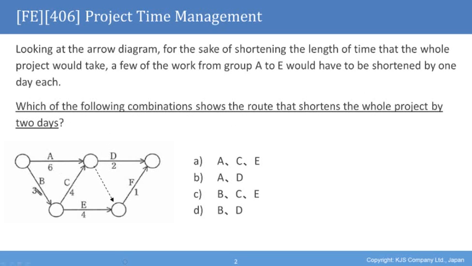Now the numbers in this diagram represent the days that it takes. Option A says A, C and E. You can see them here. Option B says A and D. Option C says B, C and E. And option D says B and D.